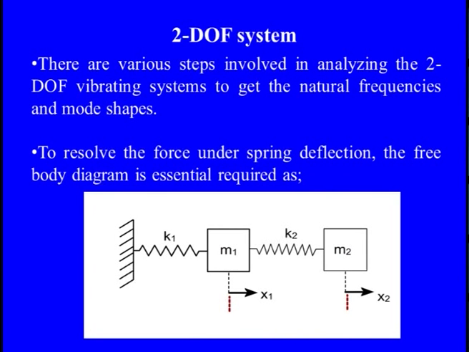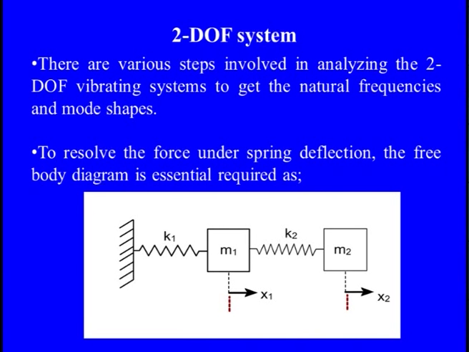When the restoring forces come, the springs are deflected. You can see that we have a general system where two springs constrain the two masses, and both masses are at displacements x1 and x2. Since the springs have stiffness properties, the spring rates, we can say K1 and K2, M1 and M2 are the masses, and x1 and x2 are the displacements.